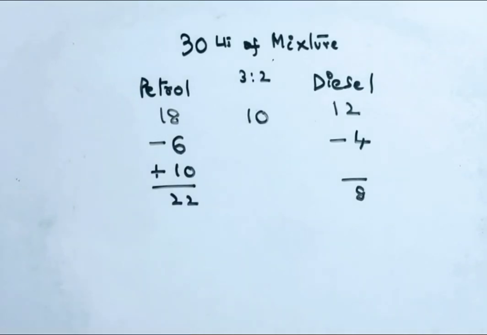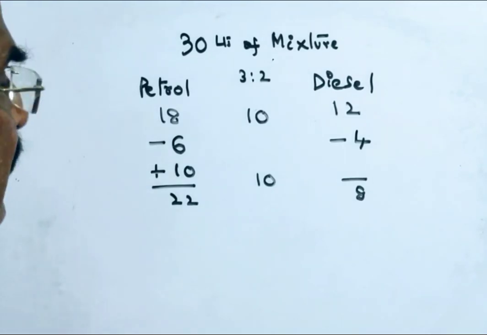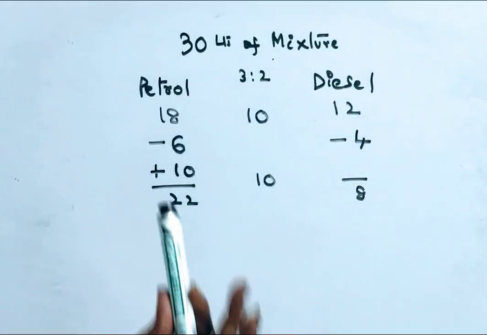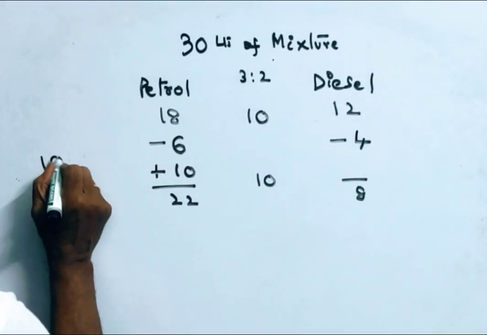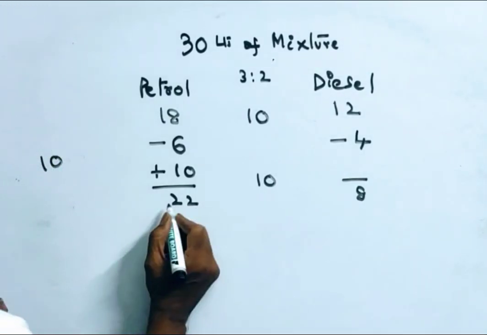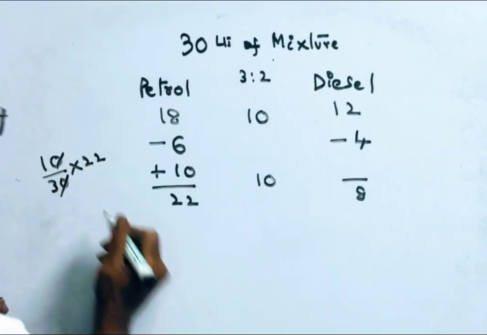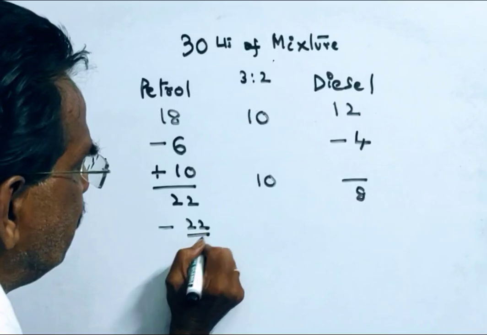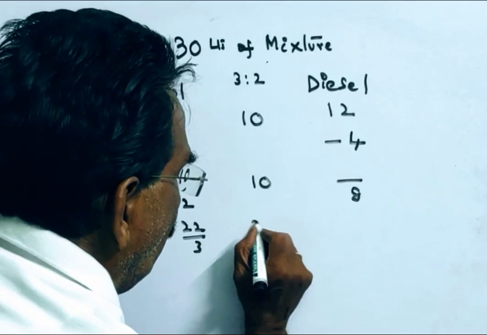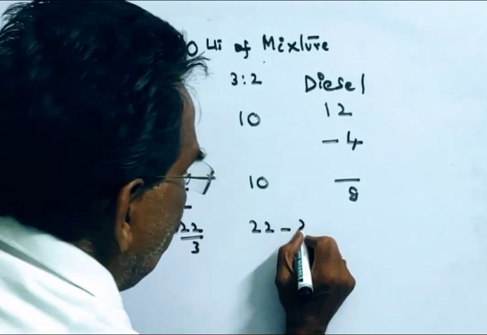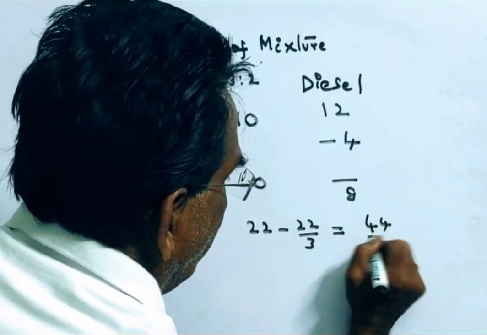Friends, now again 10 liters of mixture is drawn. Friends, if again 10 liters of mixture is drawn, then petrol and diesel come out in the ratio 22:8. So friends, 10, 22:8. 22 plus 8 is 30. 10 by 30 into 22. So 22 by 3 liters of petrol will be drawn. Now the remaining petrol is 22 minus 22 by 3, that is equal to 66 minus 22, 44 by 3.